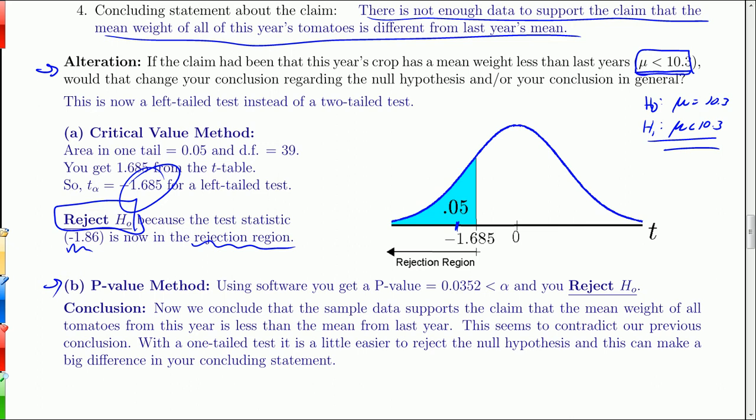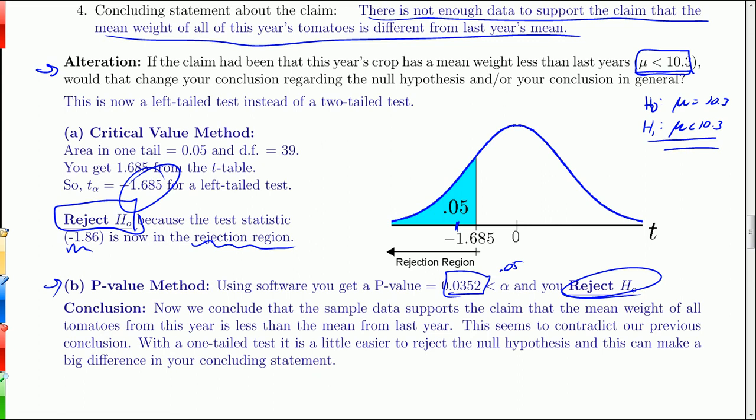If you use the p-value method, again, now I get a p-value that's smaller, 0.0352. That's now smaller than alpha, which is 0.05. And again, you reject. So I went from not rejecting the null hypothesis to rejecting it suddenly. And now we would say that the data supports the claim that the mean weight of all of the tomatoes from this year is less than the mean from last year.